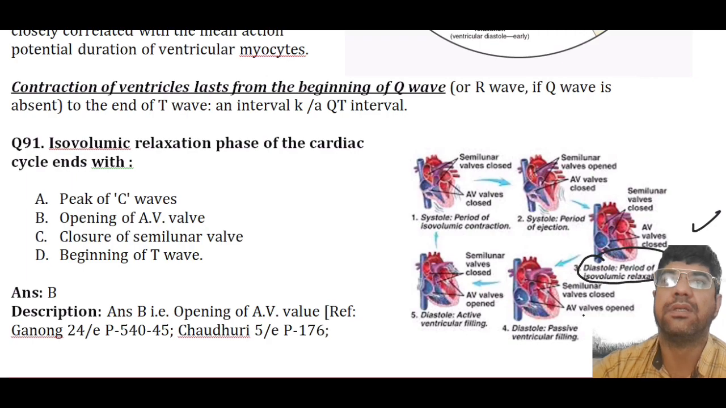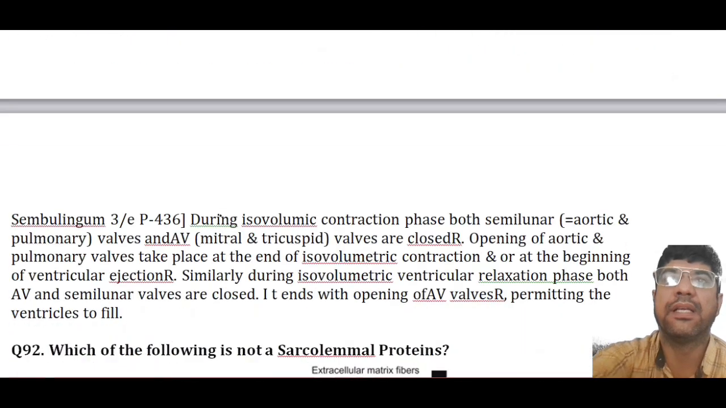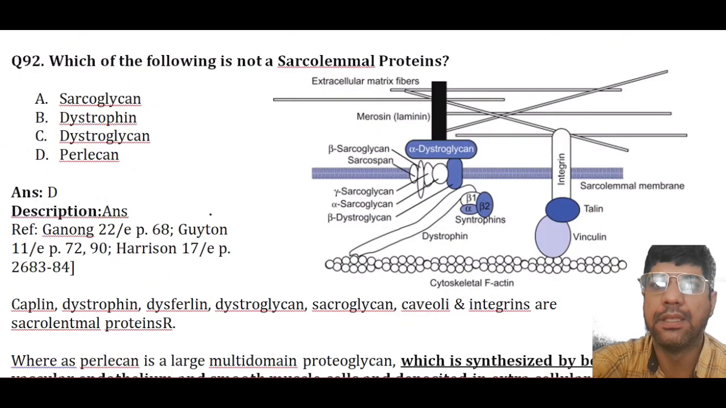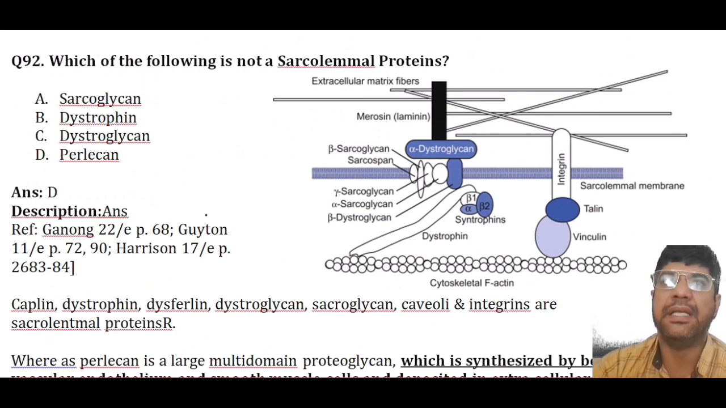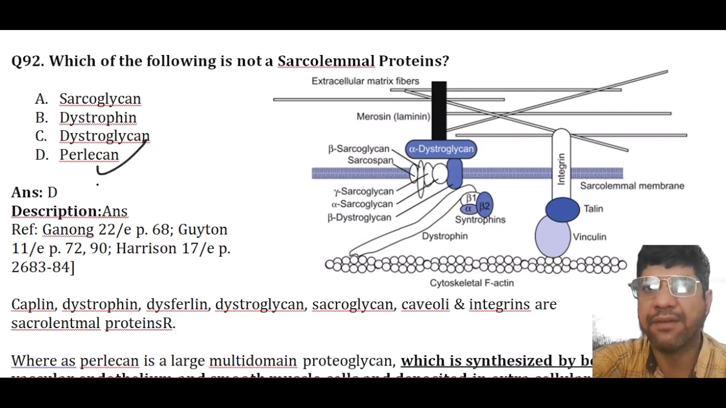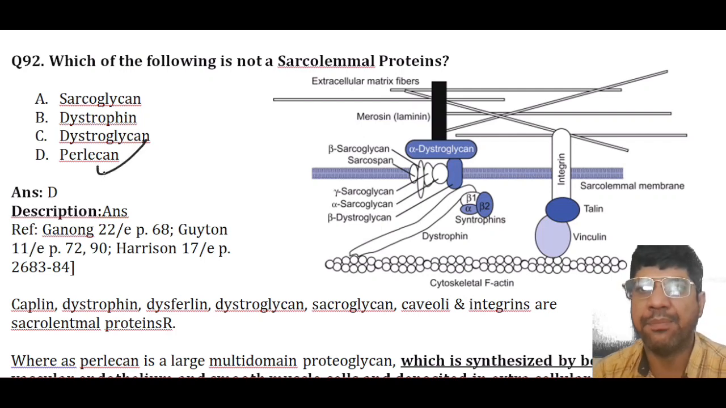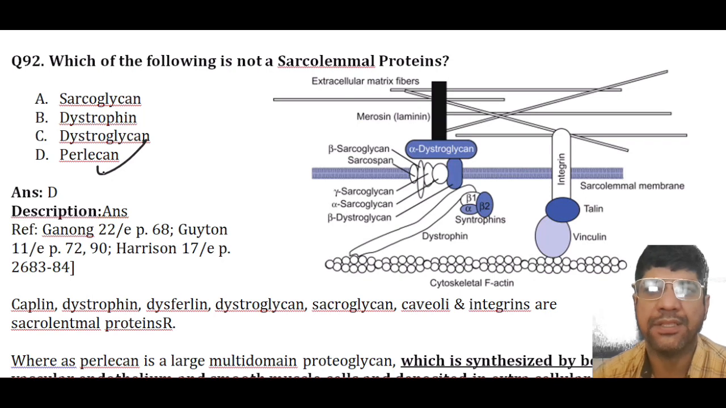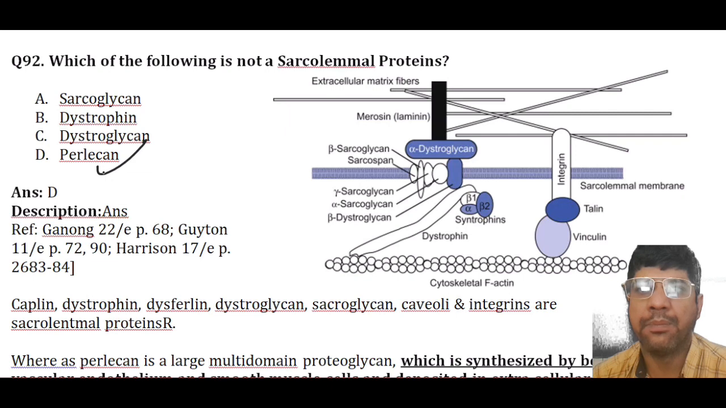Already discussed. Which of following is not a sarcolemmal protein? The answer is D. Sarcolemmal proteins are proteins that are found in sarcolemma, that is the cell membrane of the muscle cells. So these proteins play a role in muscle structure, functioning and communication. Laminin is a large multi-domain proteoglycan that is found in extracellular matrix. It is not a part of sarcolemma or the sarcolemmal protein.